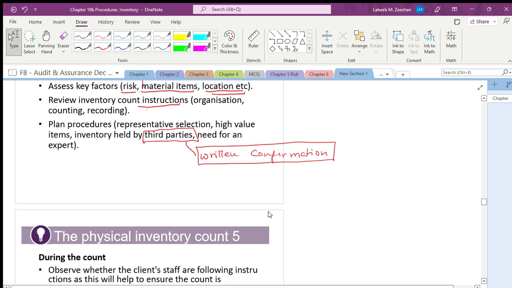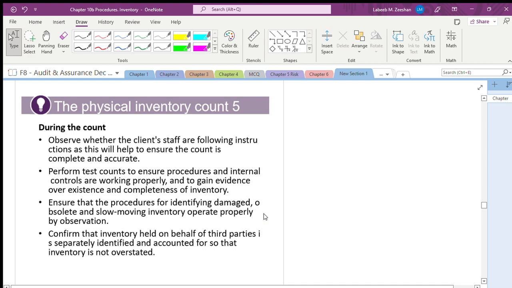During the count, what happens? Observe. See what you are using. First you have to observe, then you have to perform, then you have to ensure, and last we have to confirm.